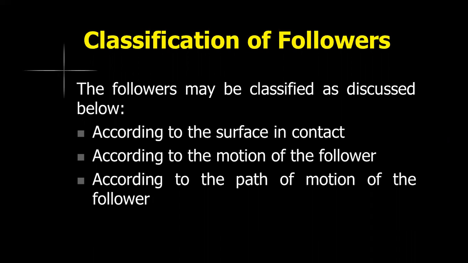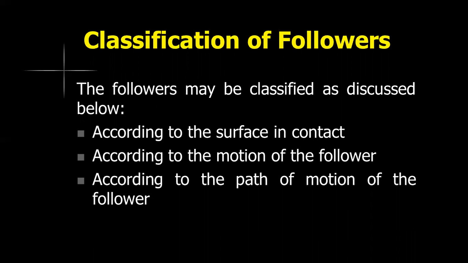In the second classification, that is according to the motion of the follower, there are two types: the reciprocating follower and the oscillating or rotating follower. And the third category is according to the path of motion of the follower. Under this category, we have two types of follower: radial follower and offset follower.